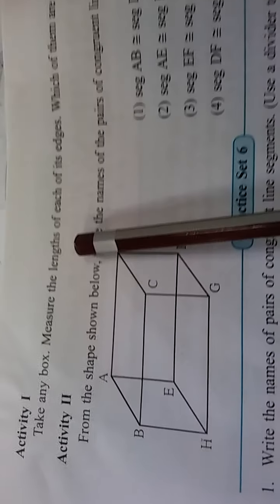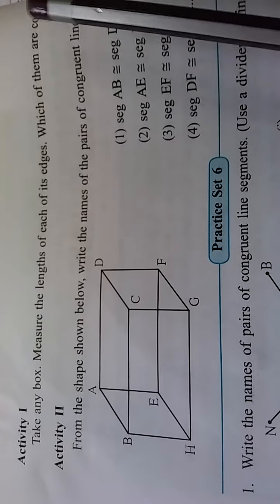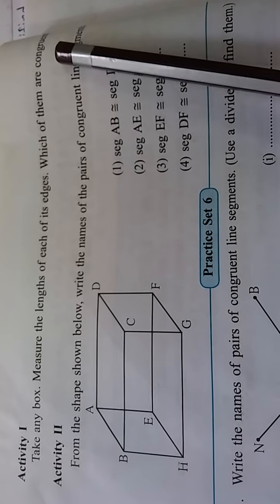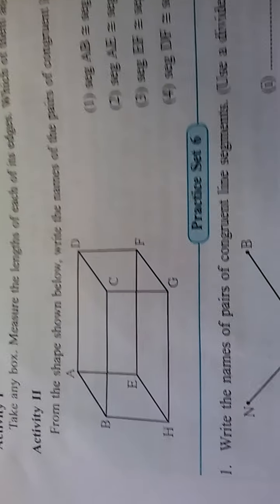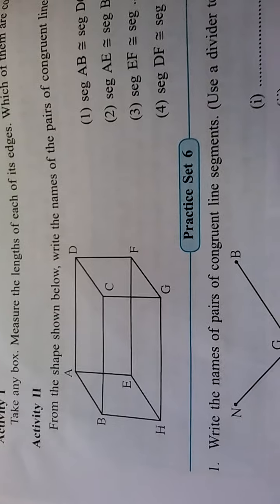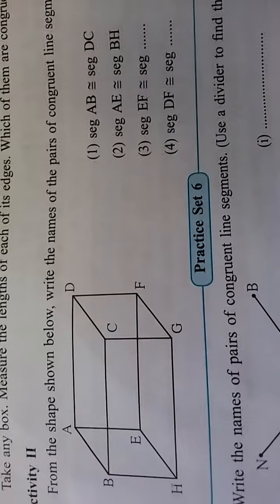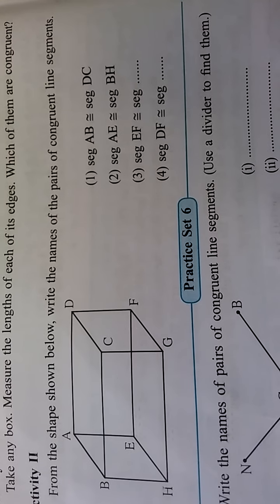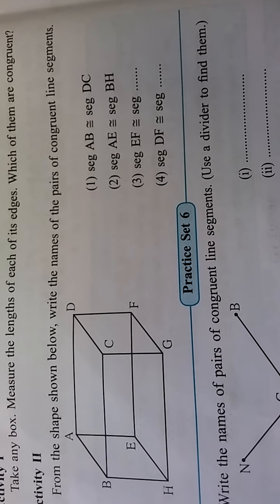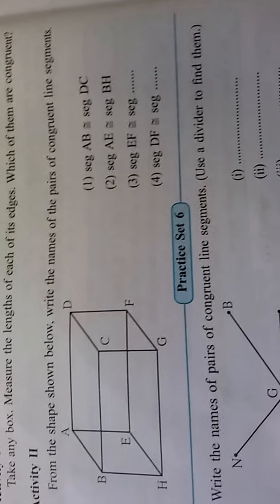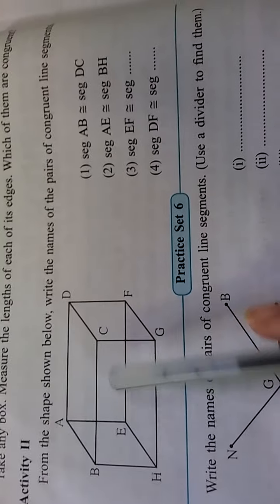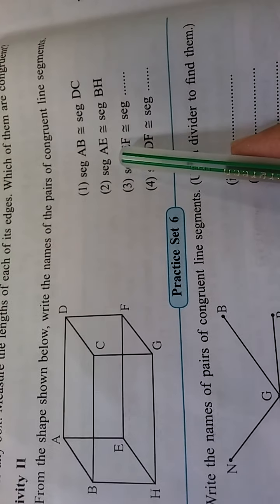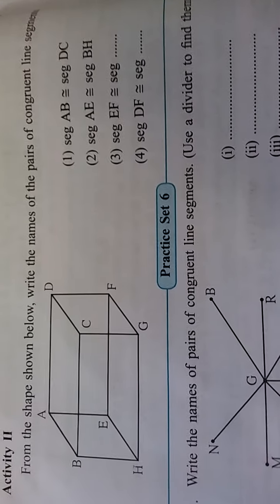Here one activity is given. Take any box, measure the length of its edges and find out which of them are congruent. Now the second activity: from the shape shown below, write the names of the pairs of congruent line segments. Now observe this diagram and write down the congruent pairs of segments.